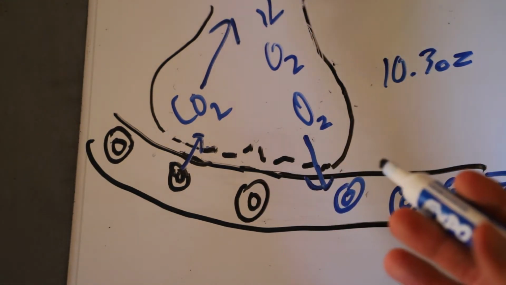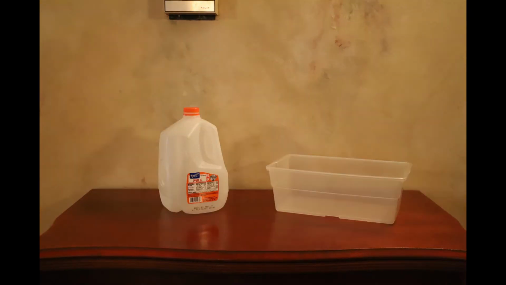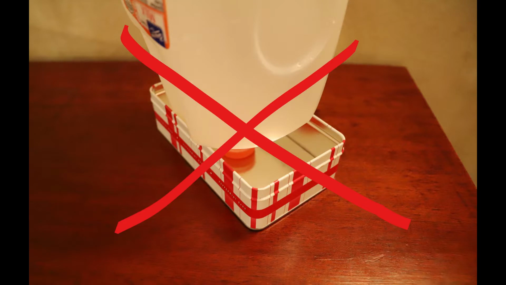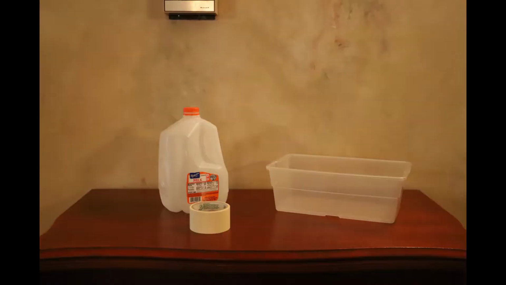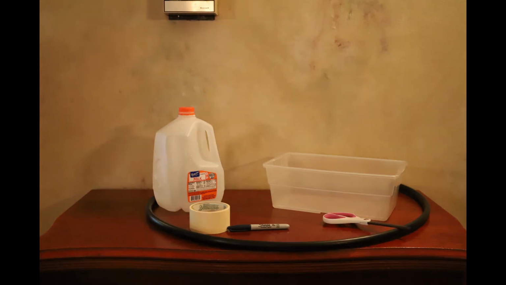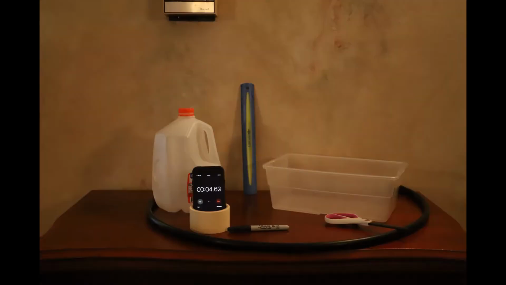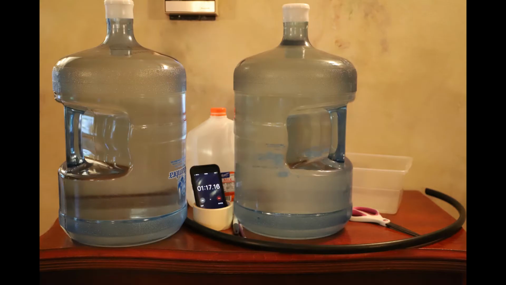Now to the experiment. For this lab, you will need a 1-gallon milk jug, a very large bucket, but make sure the milk jug can fit in the bucket. If it doesn't fit, you're going to need to get yourself a bigger bucket. You're also going to need masking tape, a Sharpie, hose and/or plastic tubing, scissors, a ruler, a stopwatch, a pen and/or pencil, a whole heck of a lot of water.